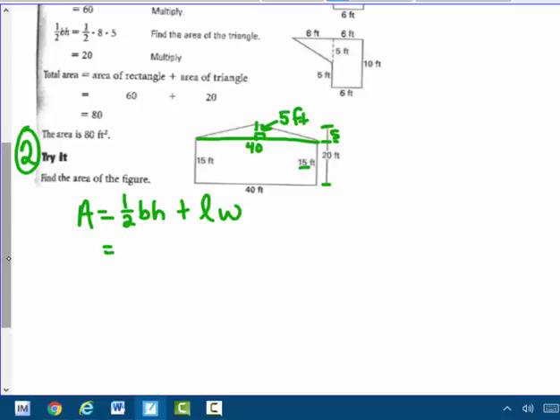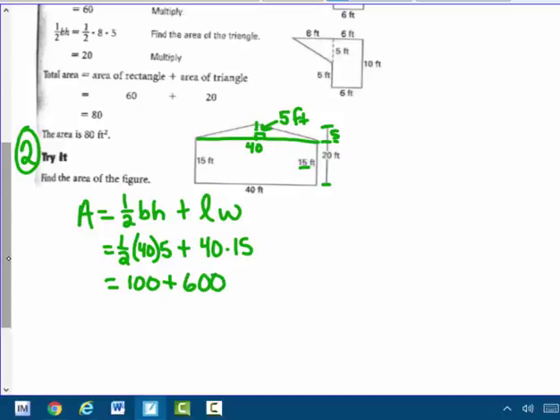So my 1/2 times my base of 40, times my height of 5, plus base times height, or length times width in the rectangle. You could call it base times height. The base is 40, the height is 15. So half of 40 times 5, just go ahead and multiply across there, and you get 40 times 5 is 200. Half of that is 100, plus 40 times 15 is 600.